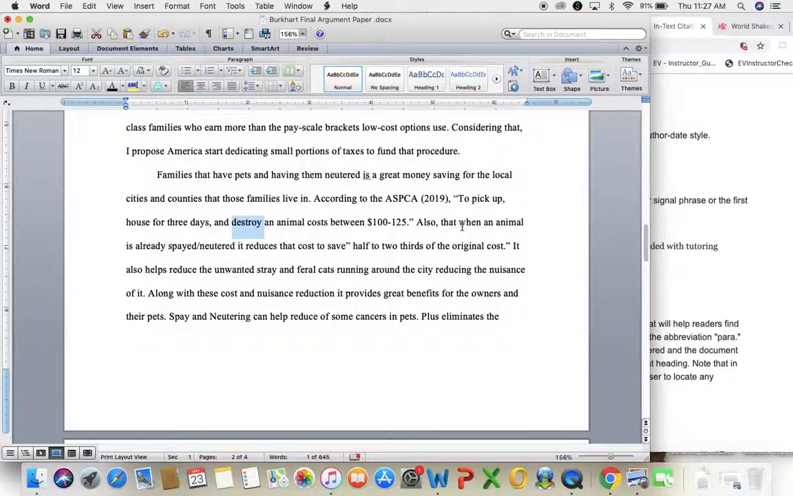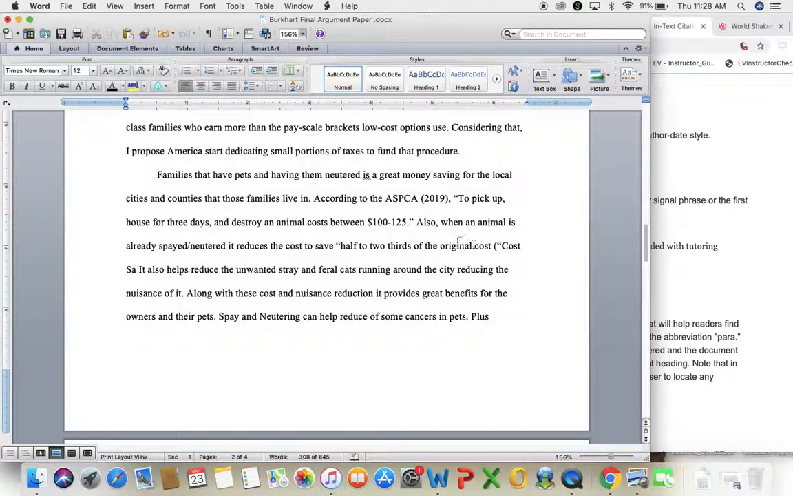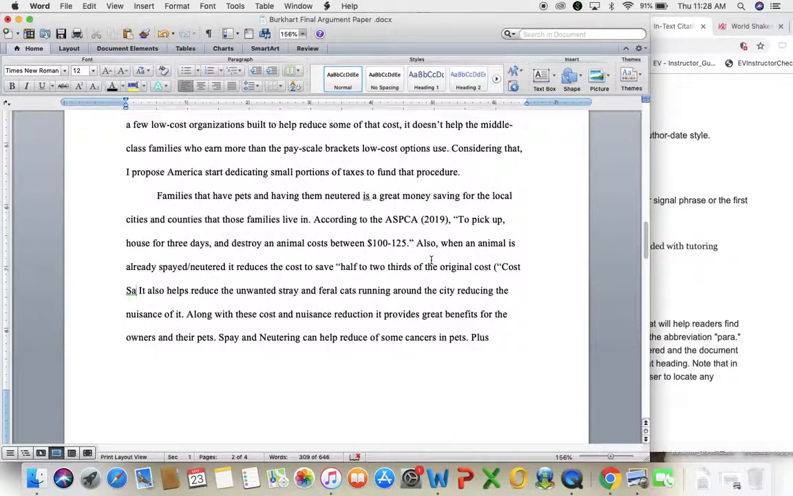Also, when an animal is already spayed or neutered, it reduces that cost to save. Here we go. It's confusing because you have your quotations wrong. Half to 2/3 of the original cost. And I'm guessing this is also from the ASPCA source, but you'd still need that. I think it was called cost savings. Yeah, that one. I don't know if it's correct, but you would need a citation there.